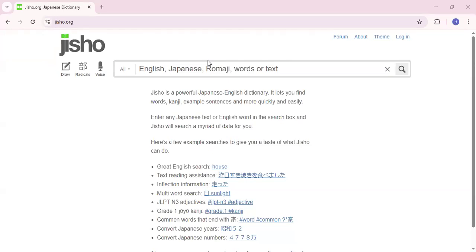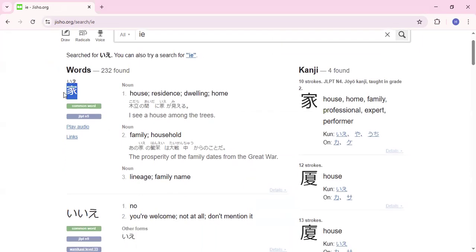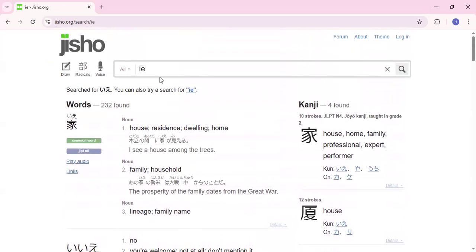First of all, you can just look up Japanese words in Romaji, which is the Roman alphabet. So, for example, if I want to look up, oh, what does ie mean? Ie. Then you get it. Even though you write in Romaji, you still get the kanji, right? It's not limited to, you have to write using hiragana. Well, I guess most dictionaries also work this way nowadays. But yeah, Jisho is the gold standard.